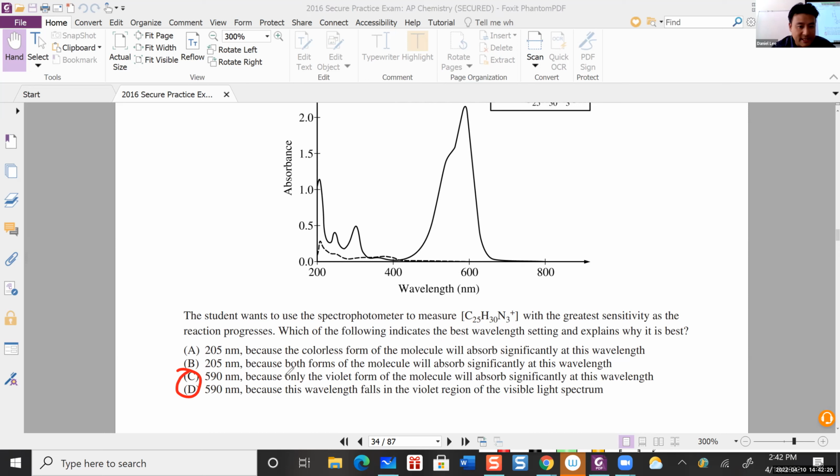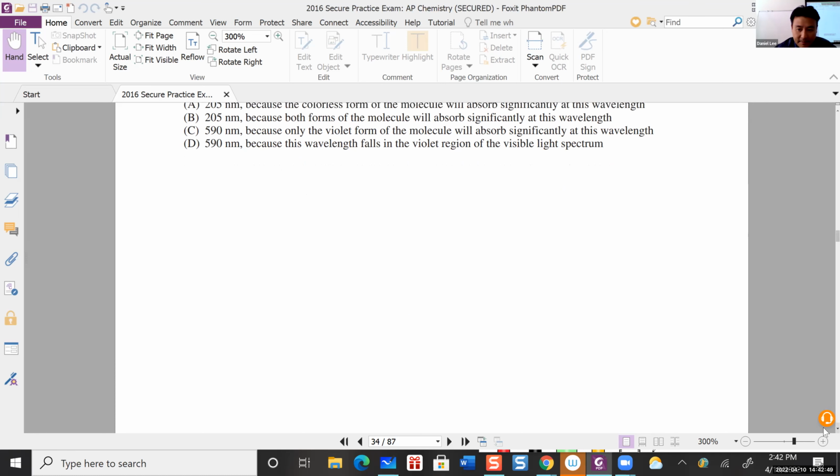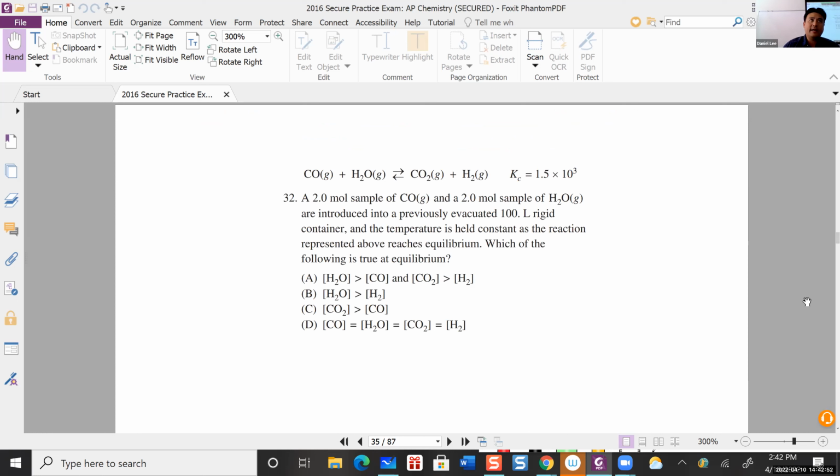C says choose this one because only the violet form absorbs significantly, because this wavelength falls in the violet region. You choose this not because it's the violet region. You choose this because the molecule absorbs significantly at this wavelength. So C is the best answer. That's Beer's law. Photospectrometry is definitely going to be on the AP in different forms. Okay, so let's look at the next one.